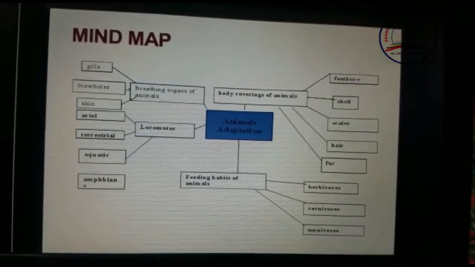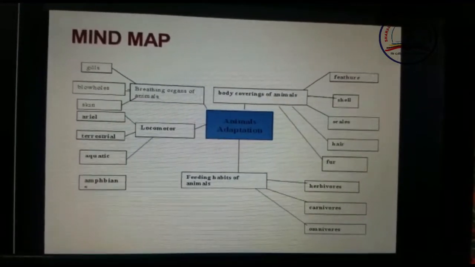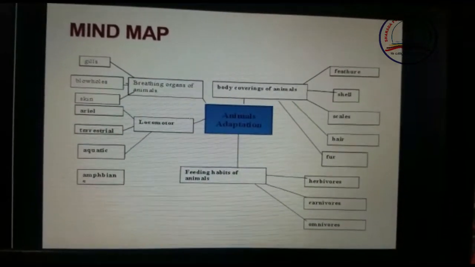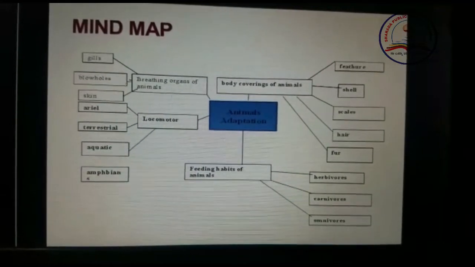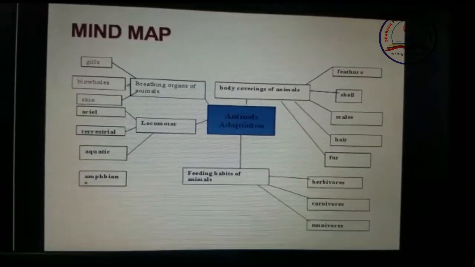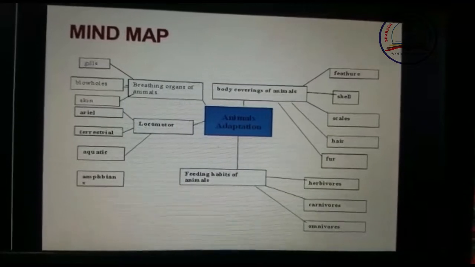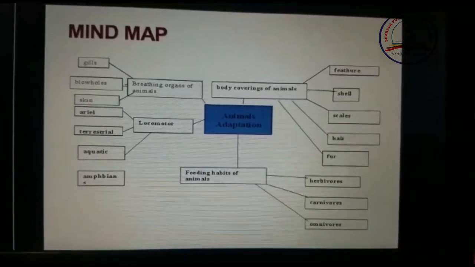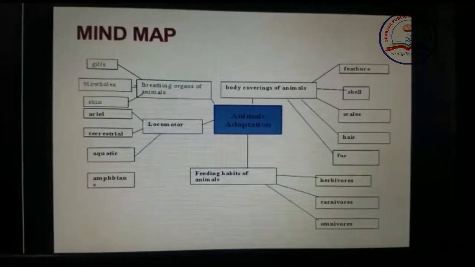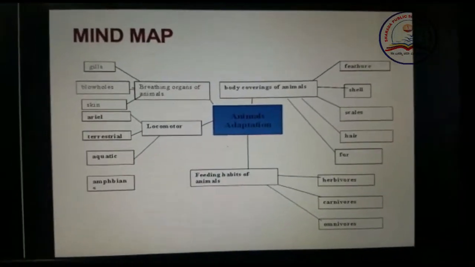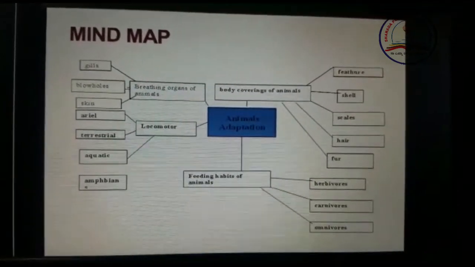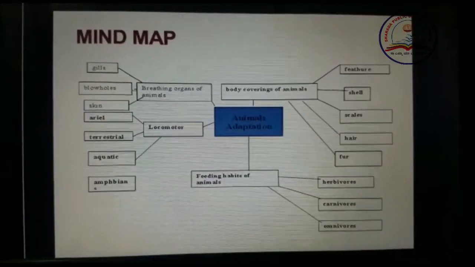Aerial means the animals which fly in the sky are known as aerial, for example birds. Terrestrial: the animals which live on land are known as terrestrial. Aquatic: the animals which live in the water. Amphibian means the animals which live in the water and on the land.